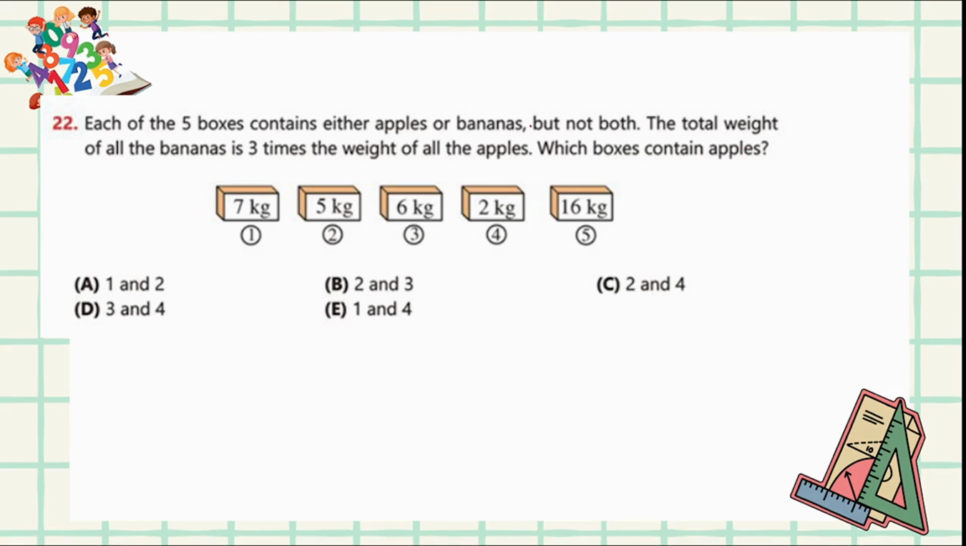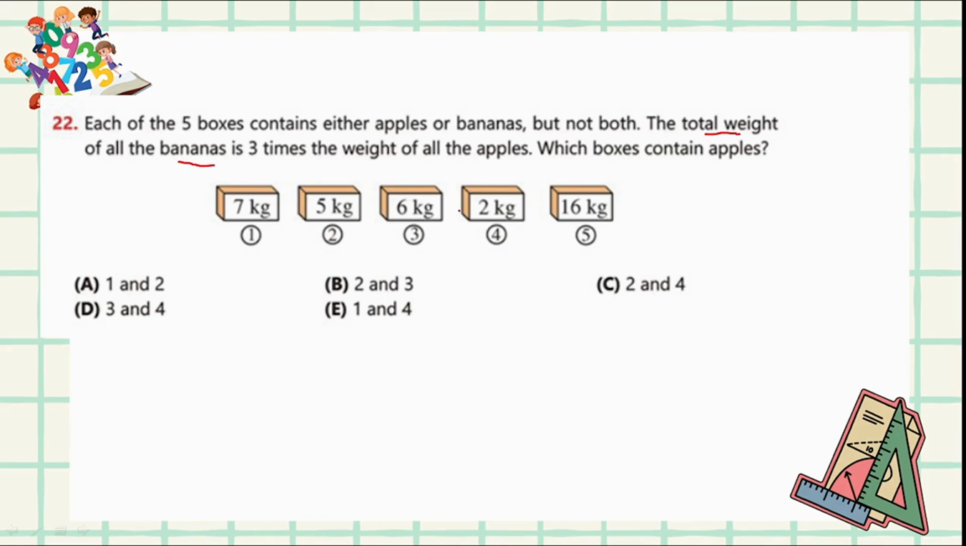Question number 22. Each of the 5 boxes contains either apples or bananas, but not both. The total weight of all the bananas is 3 times the weight of all the apples. Which box contains apples? So in this part, it is given that 5 boxes are given to us and we do not know in which boxes we have bananas or apples. But the information given is that the total weight of bananas is 3 times the weight of apples.